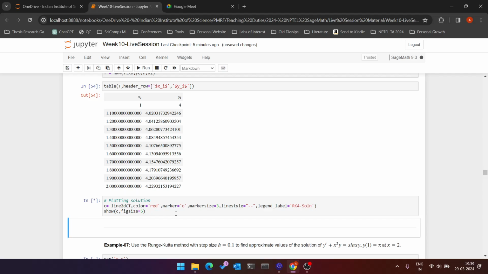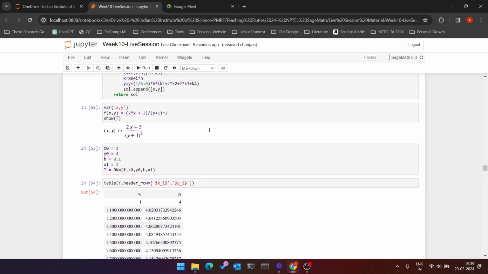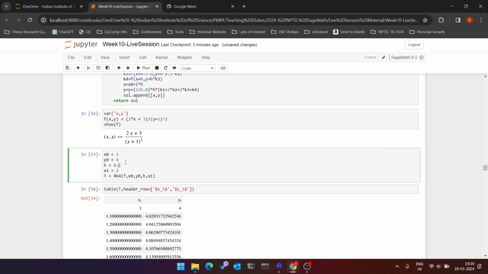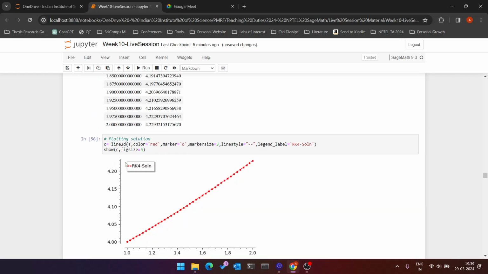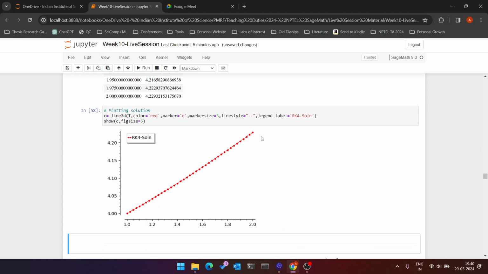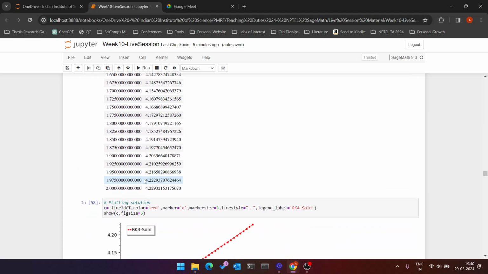If I plot the solution, this is how my approximate solution looks like. Okay, suppose I decrease the step size further to say 0.05, 0.025. Solution would look something like this. Okay, so pretty reliable method, no change in this case. So this is what we have.